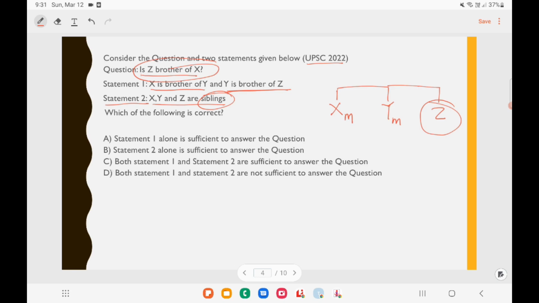So the answer was option D. Both statements are not sufficient to answer the question. So if you see this question, understanding the gender was actually very important. When it comes to UPSC 2022, there were only 2 questions from blood relations, and in both of the questions, understanding the gender was actually very important. So I'll show you that.